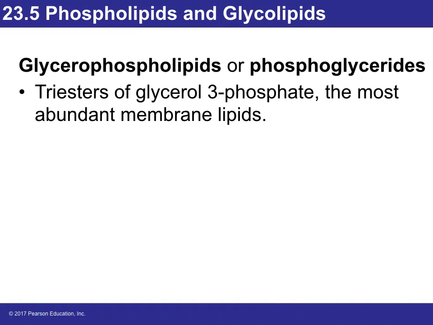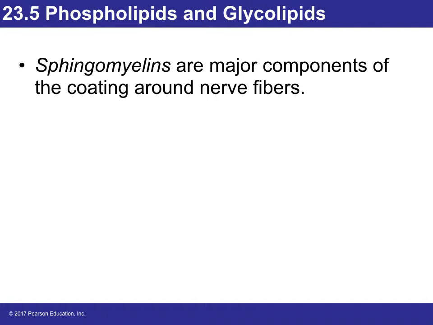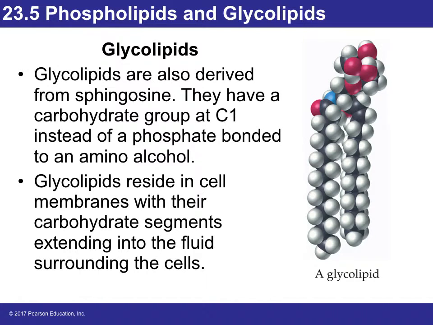Glycerophospholipids or phosphoglycerides, well, those are the most abundant membrane lipids. Example here, sphingomyelins are the major component of the coating around nerve fibers. Glycolipids, well, they are also derived from sphingosine. They have a carbohydrate group instead of the phosphate bonded to an amino alcohol. They reside in cell membrane with their carbohydrate segment extending into the fluid surrounding the cells. That's an example here on the right.